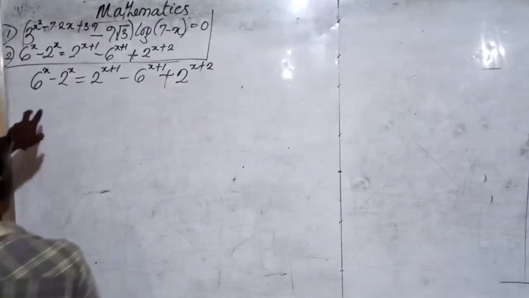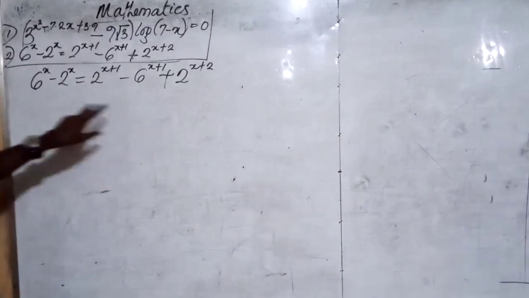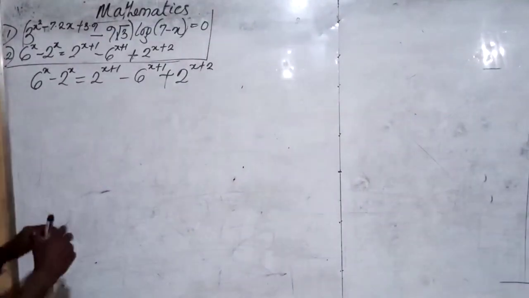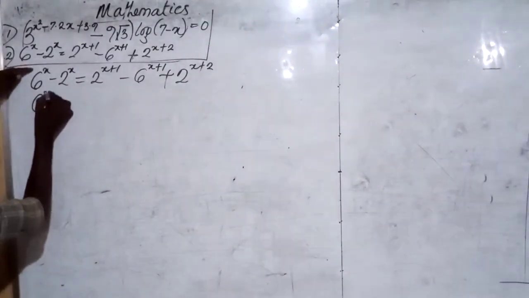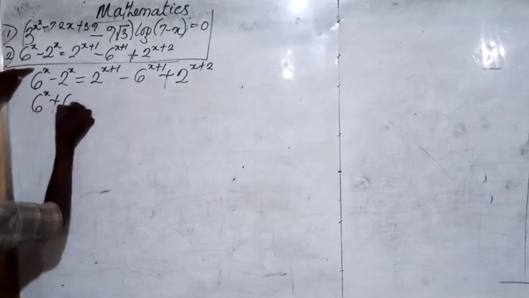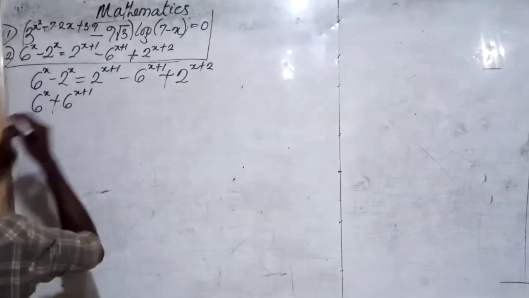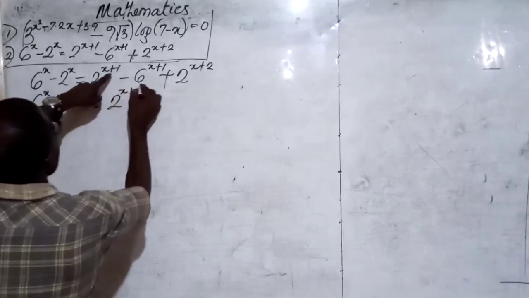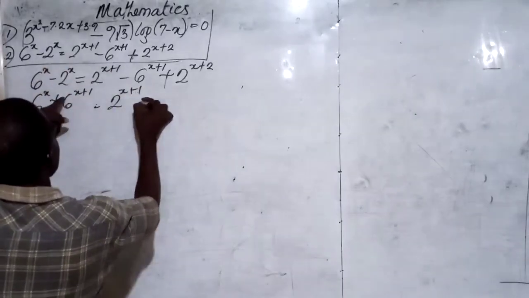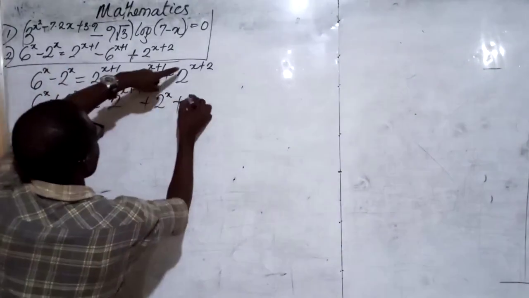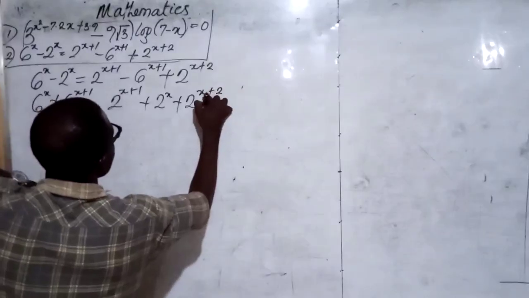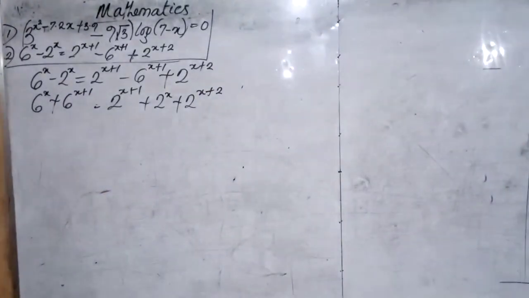So with this one, a short thing we can do is let's collect, the way we did the other one, let's collect terms that look alike. So we have 6 raised to x, this guy comes here, plus 6 raised to x plus 1 will be equal to 2 raised to x plus 1 plus 2 raised to x plus 2. So what I basically did was just to collect all the 6's and the 2's together.